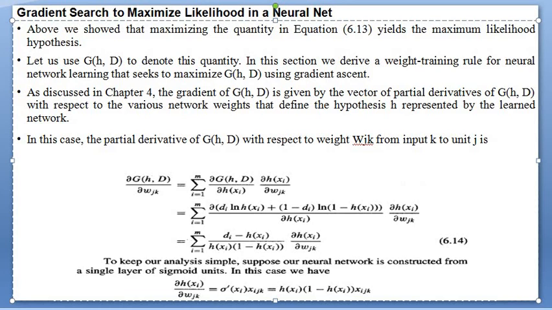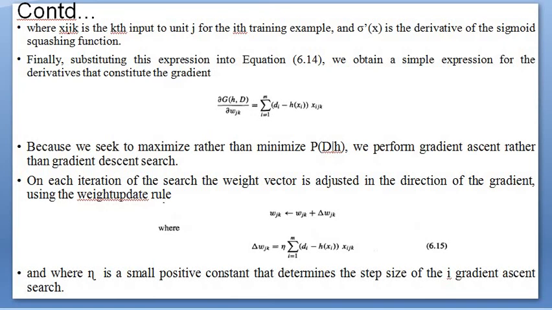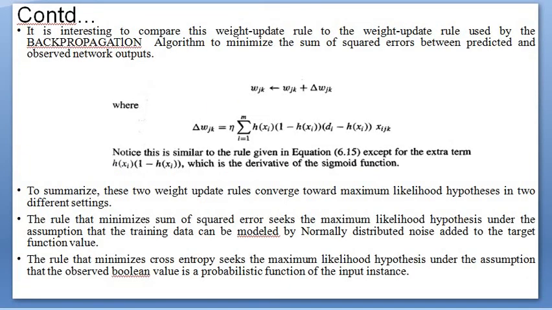So in the last video, I discussed the gradient search to maximize likelihood in the neural network. There we derived a partial derivative by applying it on the weight training rule of the neural network, and we also applied a backpropagation technique, where we applied the chain rule. So this is the equation that we got for the change in the weight.